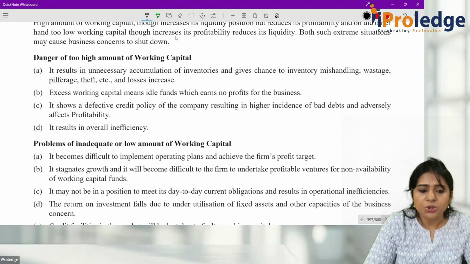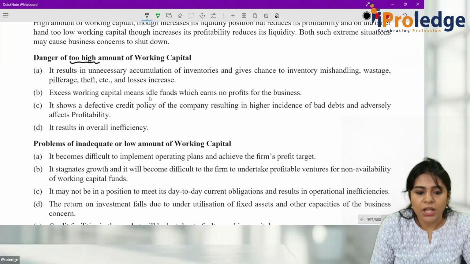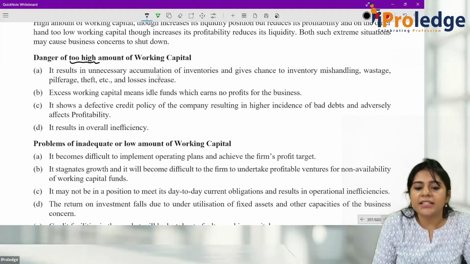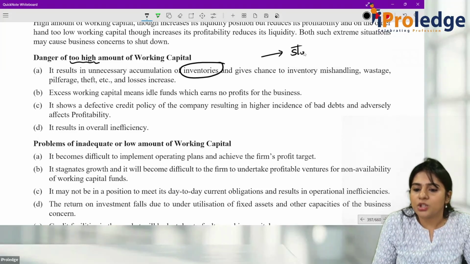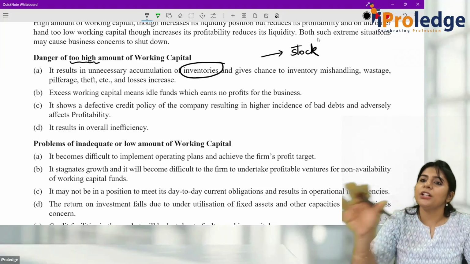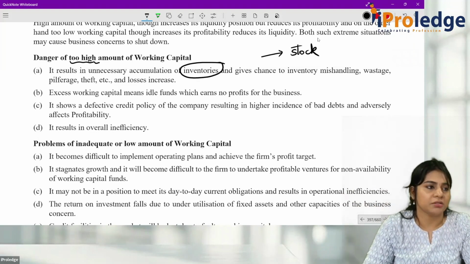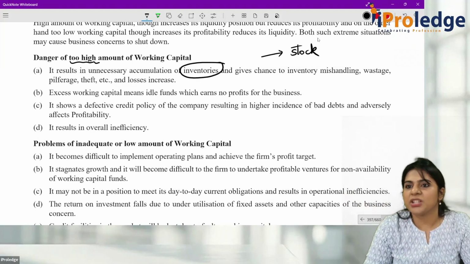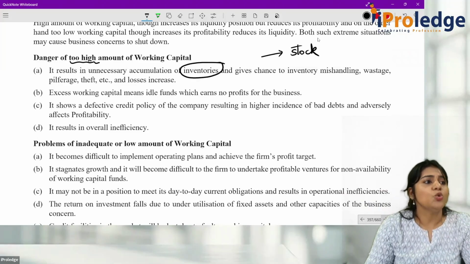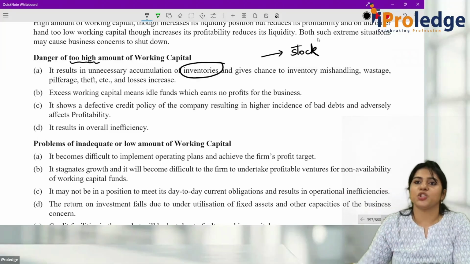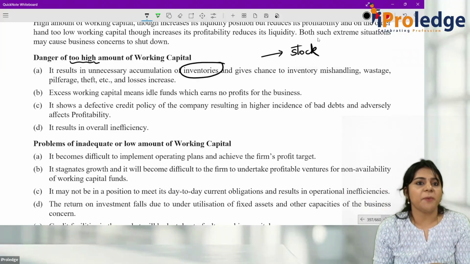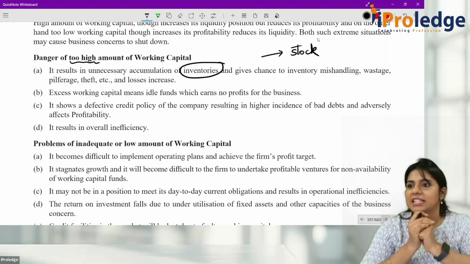They have discussed some of the dangers of having too high a working capital also. Too high means you are unnecessarily stocking up your inventory. Too much inventory I have put. Suppose I am a rice trader. Too many rice bags I have bought and stored. Too many rice bags I have, and it's a rainy season.